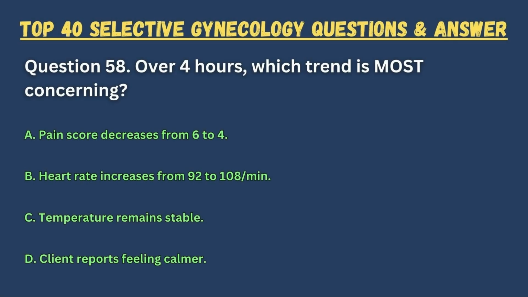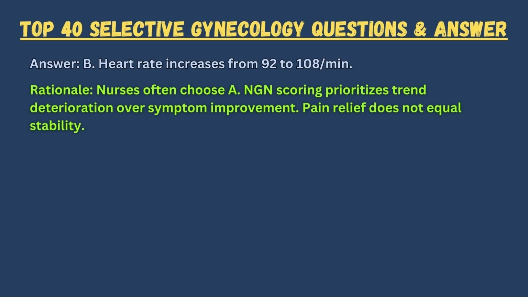Question 58. Over 4 hours, which trend is most concerning? A. Pain score decreases from 6 to 4. B. Heart rate increases from 92 to 108 per minute. C. Temperature remains stable. D. Client reports feeling calmer. Answer: B. Heart rate increases from 92 to 108 per minute. Rationale: nurses often choose A. NGN scoring prioritizes trend deterioration over symptom improvement. Pain relief does not equal stability.